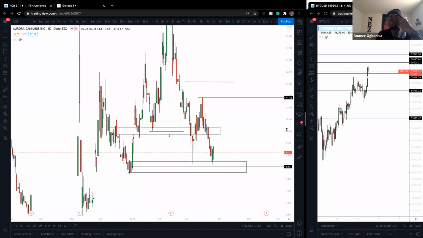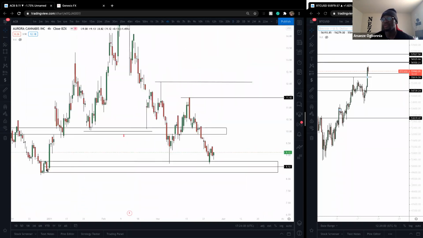But ACB, if this can get down to 8.52, have a great reaction off the daily, then I'm probably gonna go back to 4-hour. Try to look for a nice secure entry.